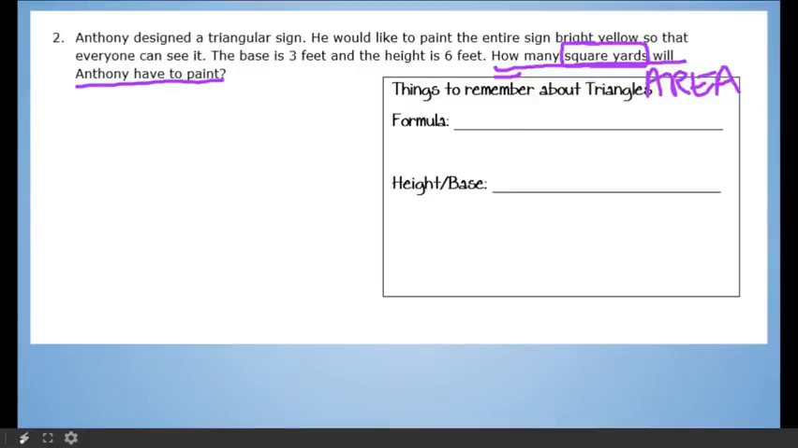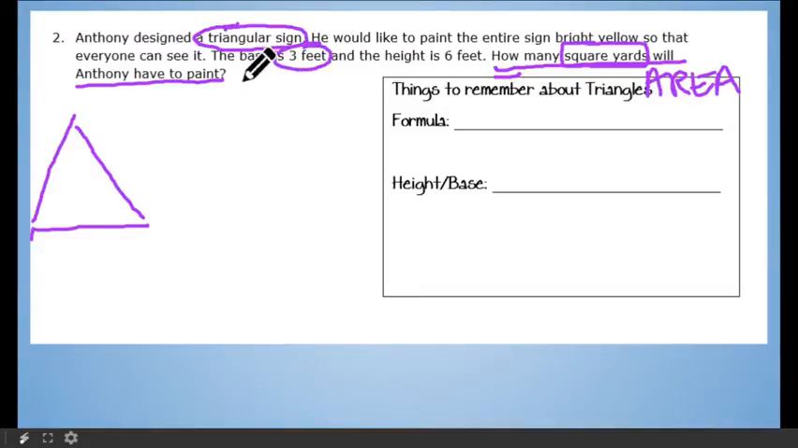The next thing we need to know is, what shape are we talking about? It says it's a triangular sign. So if it doesn't give you a picture, it's going to tell you what the shape is. So let's draw a picture. So on your journal, draw yourself a triangle, just a simple little triangle here. And it says he wants to paint the entire sign bright yellow so that everyone can see it. The base is 3 feet.